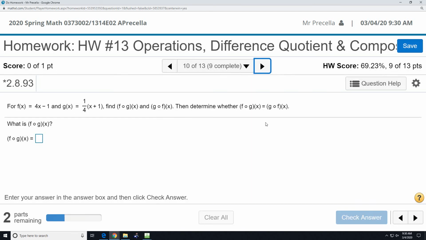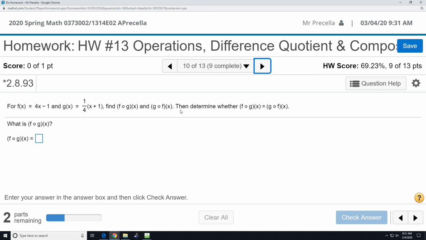Okay. 10 and 11 are the last two of the new problems. 12 and 13 are just cumulative review problems. So let's see. Number 10, we have f of x equals 4x minus 1, g of x equals 1/4 times the quantity x plus 1, and they want us to find f composed with g of x and g composed with f of x.